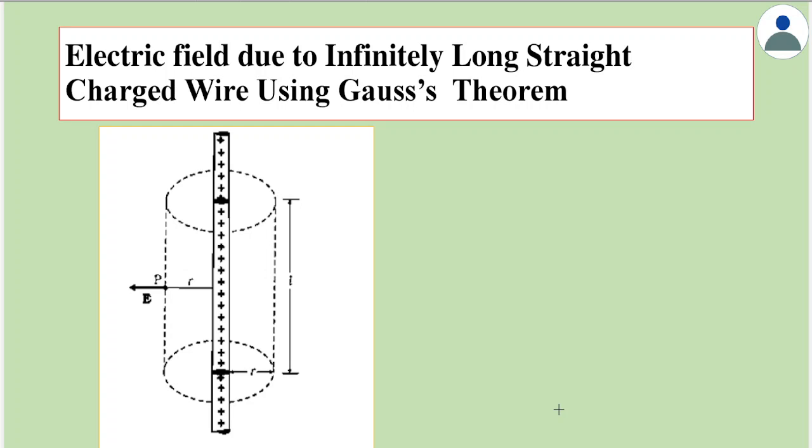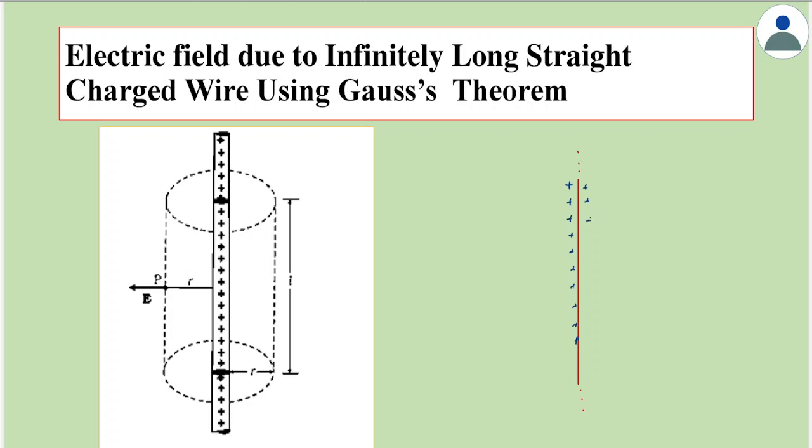Hello everyone, let's find out the electric field due to an infinitely long straight charged wire using Gauss theorem. Let's assume there is a charged wire which is infinitely long. So we put three dots at the two ends. This would mean that the wire is charged infinitely. Let's assume that this wire contains positive charge.